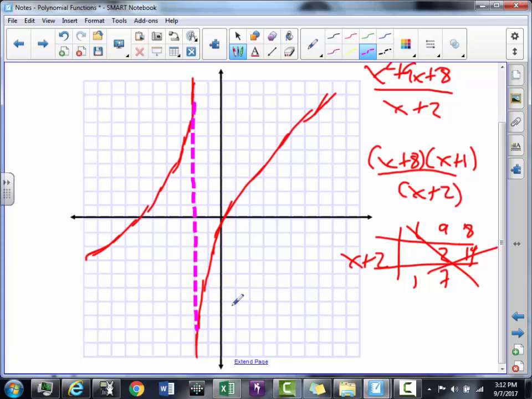So it either divides nicely, and if you take a cubic and divide a linear, you get a quadratic. If you take a quadratic and divide a linear, you get a linear. That sort of stuff. But you may also get things that don't divide nicely. If they don't divide nicely, you're usually getting an asymptote.